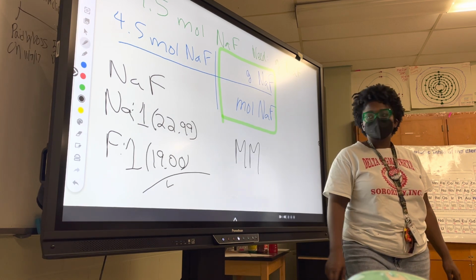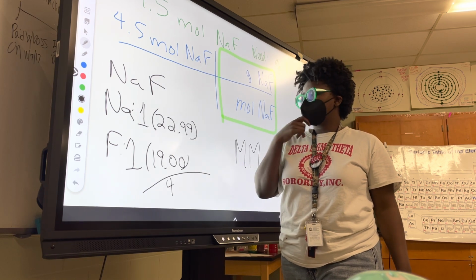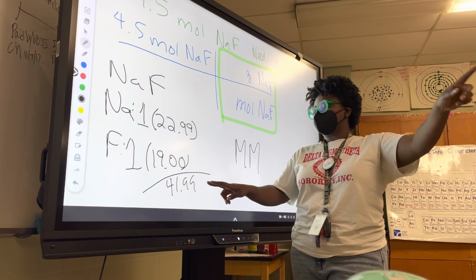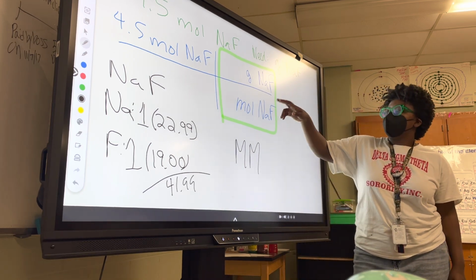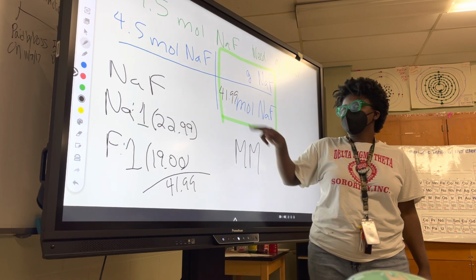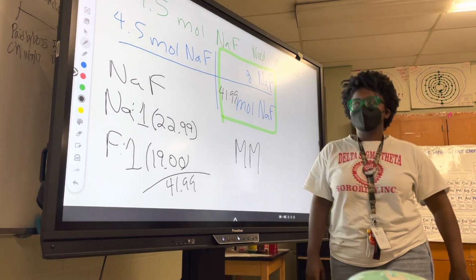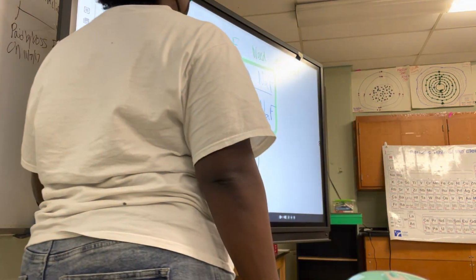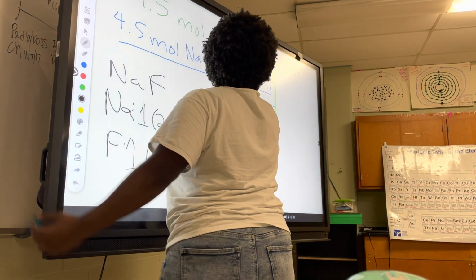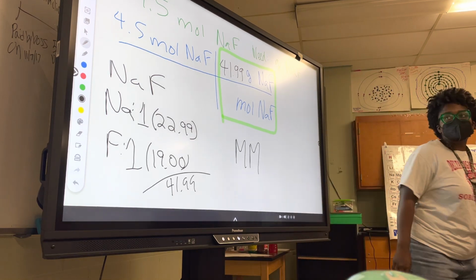Did you add them? 41.99. You took a step ahead, and we're going to take that number in a second. So, watch where I write this number and tell me if I'm right. No. Where does that number go? On the top. It goes with grams. Man, I tried to trick you, but I couldn't. Too smart.